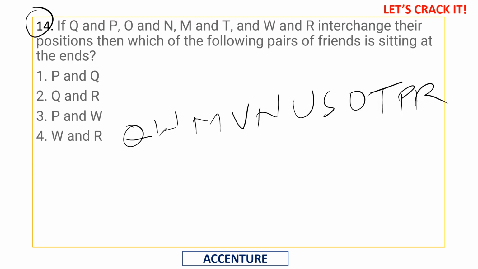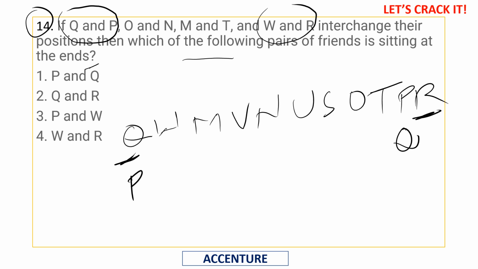And here comes the last question based on the information given. If Q and P, O and N, M and T, W and R interchange their positions, then which of the following pairs of friends will be sitting at the ends? Presently Q and R are sitting at the ends. If they interchange their places, who will be sitting at the ends? To know that, we should focus on only two of these cases. Q is interchanged by P, and R is interchanged by W, right? So here comes W and R comes here. Now in the new arrangement, P and W will be sitting at the ends. Option 3 is the correct answer.